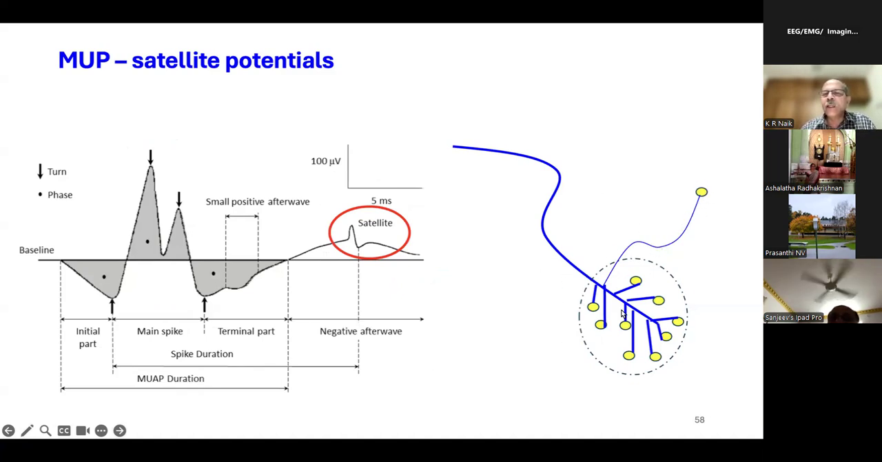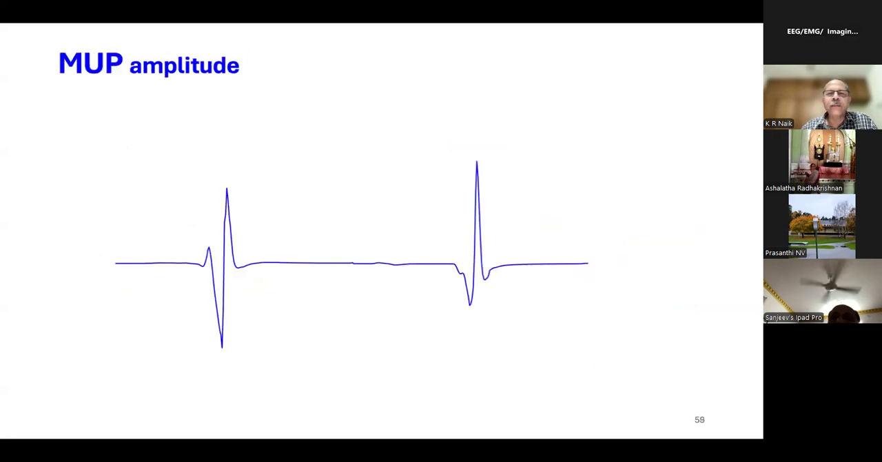You are going to take only the muscle fibers which are in and around this thing, so that your measurements become simpler and not contaminated due to the satellite potential. So how are you going to take the measurements?